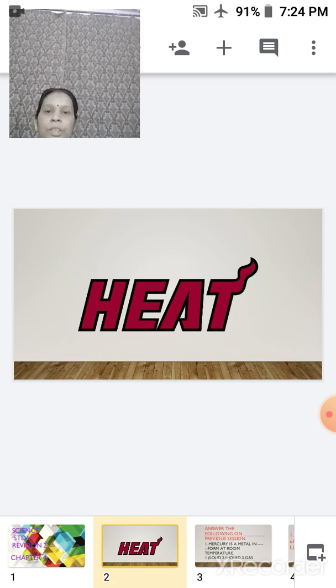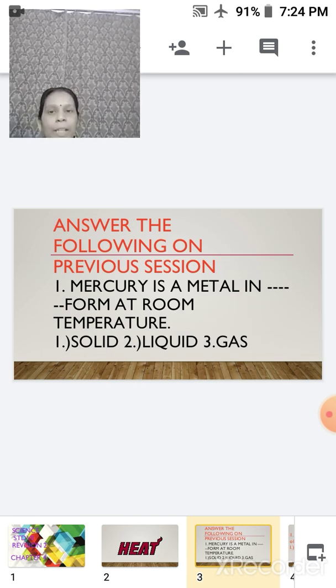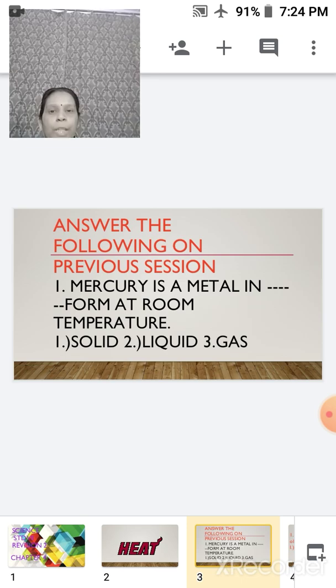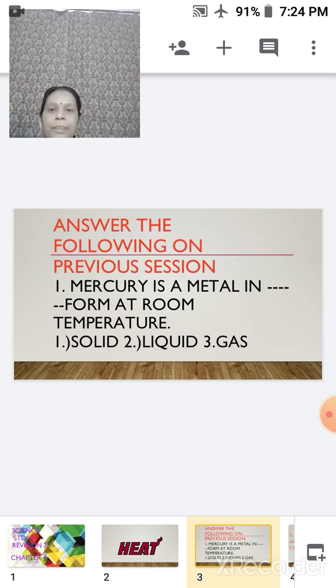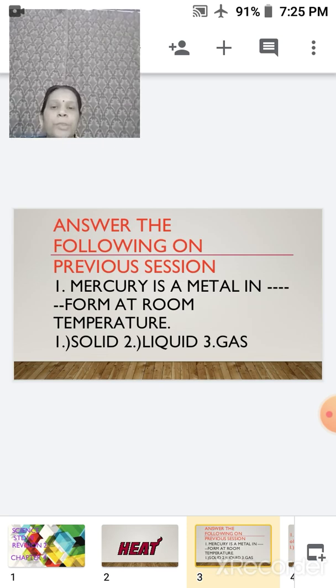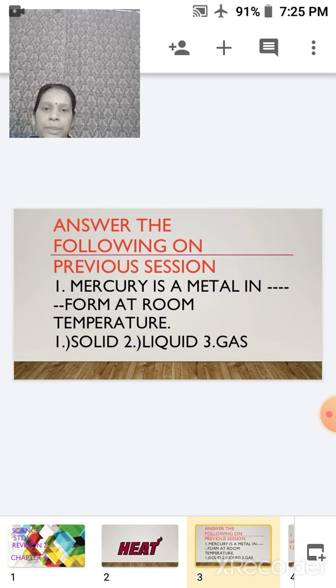So in today's session I will start with a few questions based on the same topic that I taught you yesterday. I hope all of you are ready with your pencil and your paper. So the first question is, mercury is a metal in the dash form at room temperature. The options given to you are solids, liquids and gas. So your answer is liquid.